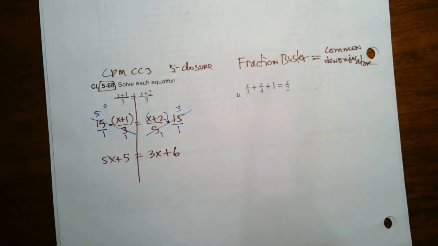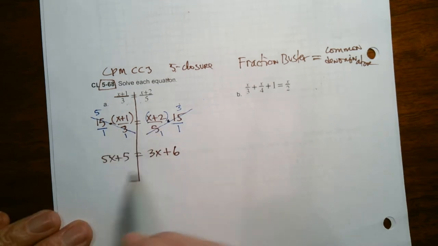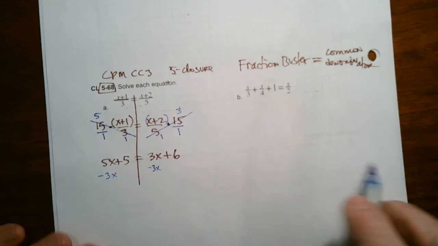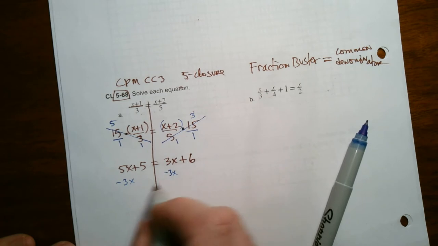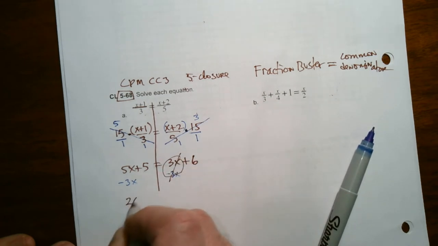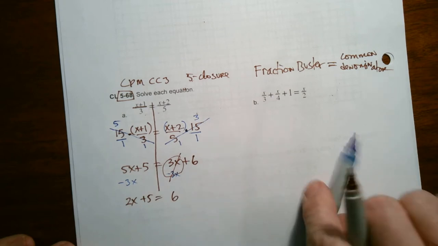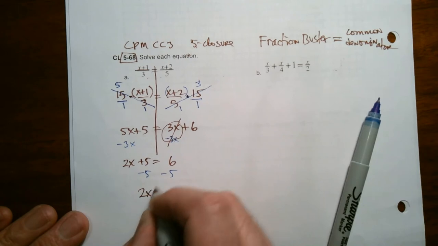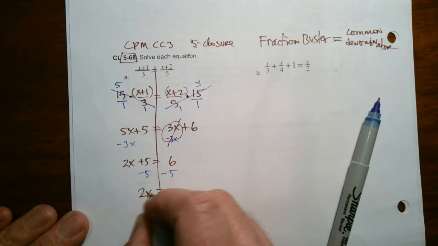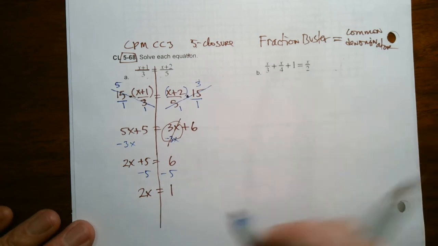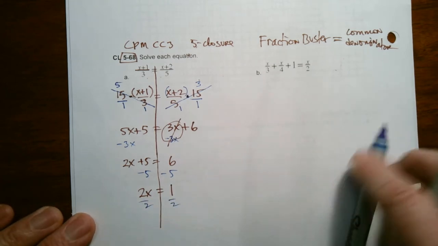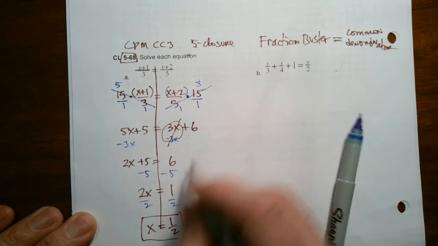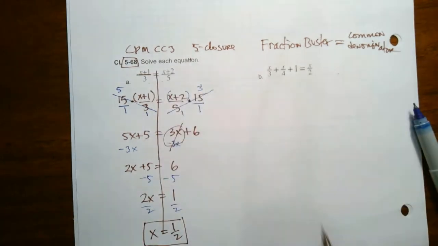Now I have an equation without fractions, so I can use my same rules of solving equations. I'm getting all my variable terms on one side, so I'm going to subtract 3x from both sides, and I get 2x plus 5 equals 6. Then I subtract 5 to get my constants on one side, and I get 2x is equal to 1. Then divide both sides by 2, and there we have it. X is equal to 1/2. There's my answer for this question. It would have taken me a long time to guess that number.